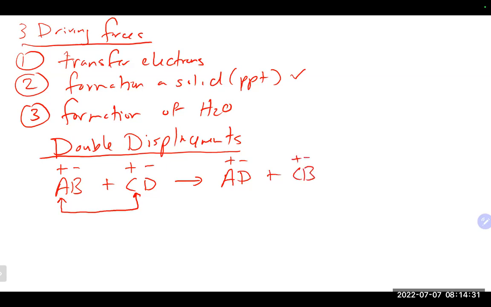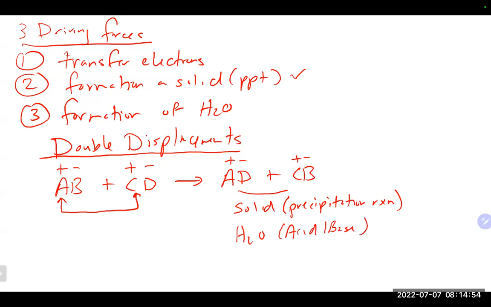In certain cases, as we talked about last time, maybe one of these guys makes a solid. That would be what is more specifically referred to as a precipitation reaction. Or one of these guys may make water, and usually water being made is the result of an acid-base reaction. So under the big umbrella of double displacement reactions, we find these more specific types: precipitation reactions or acid-base reactions.